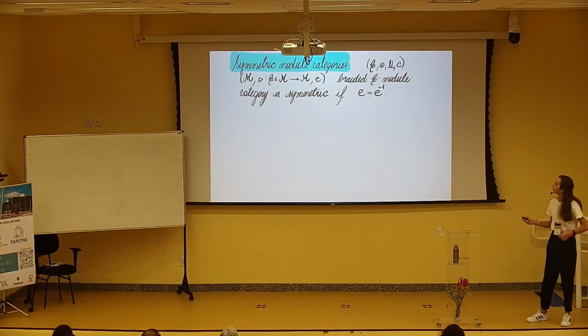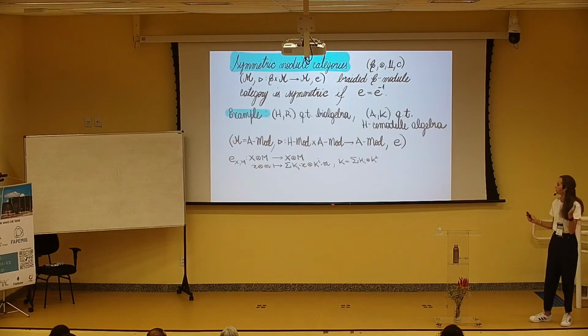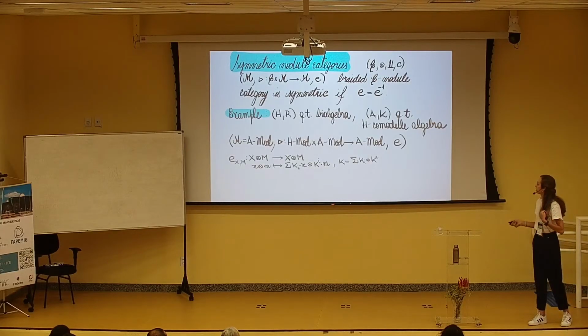Okay, and so you can put more layers. If you have a module category that is symmetric, what this means is that the inverse of the braiding is itself. So we, it was kind of known that this gives you, before that, let me give you an example.